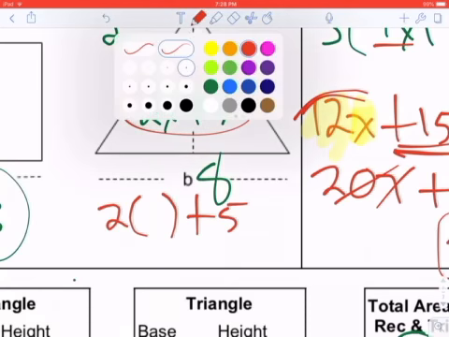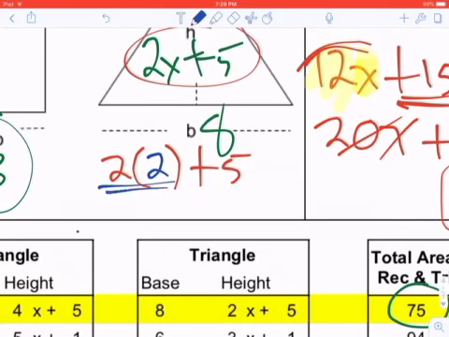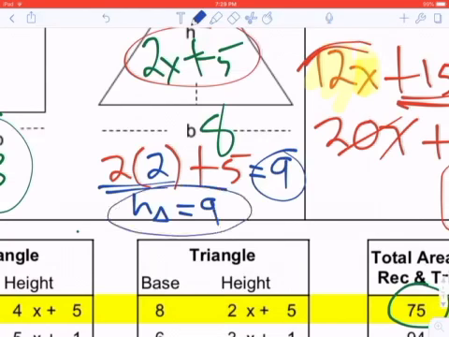So I'm going to replace that with 2. So that means 2 groups of 2. 2 times 2 is 4. 4 plus 5 is 9. So in fact, the height of the triangle is 9, which is what it's supposed to be, okay? And that's called substitution. We substituted that back in.